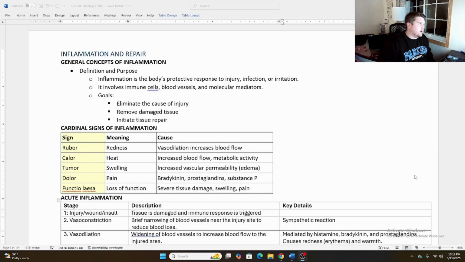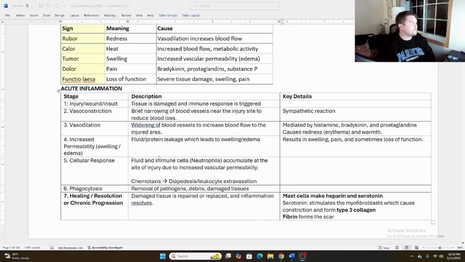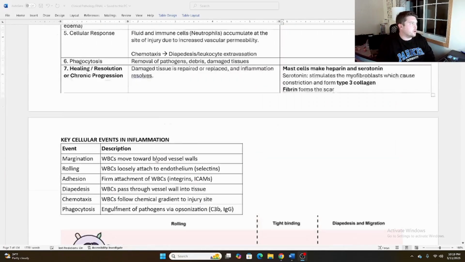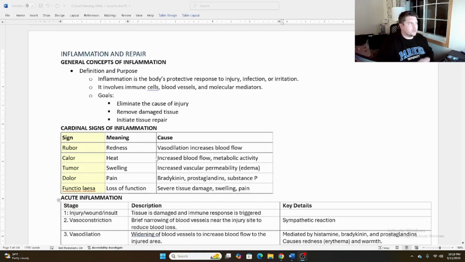Inflammation and repair is the next chunk that we're going to talk about. There's not a ton of questions that come from this whole chunk, but the questions that you will get are pretty specific to it all. As well, this whole little chunk is also going to give us a lot of information and some specific insights into what we're going to see in other regions and other topics.